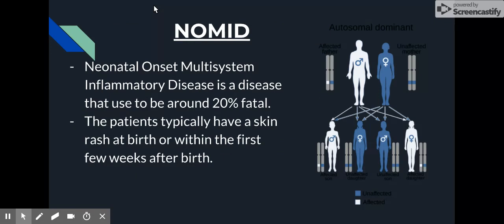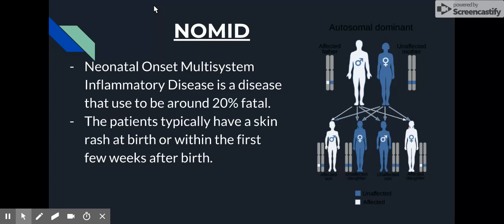The next disease we're going to take a look at is called NOMID, or neonatal onset multisystem inflammatory disease, and it's a disease that used to be around 20% fatal. The patients typically have a skin rash at birth or within the first few weeks after birth. Neonatal onset multisystem inflammatory disease, or NOMID, is a disorder that causes persistent inflammation and tissue damage, primarily affecting the nervous system, skin, and the joints. Recurrent episodes of mild fever may also occur in this disorder.